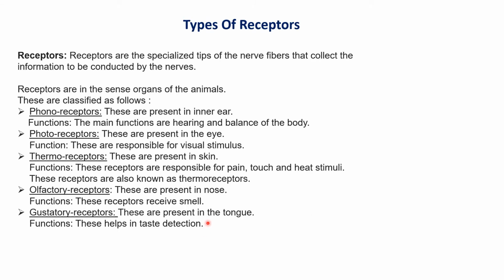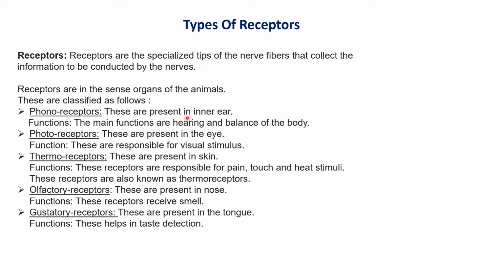Right. Now let's see the different types of receptors. We have talked about receptors. These are the specialized tips of the nerve fibers that collect the information to be conducted by the nerves. So there are nerve endings in your receptors. Receptors are nothing but the sense organs, the five sense organs that I have already told you, right? They collect the information and then send it to the brain, right? Now let's see the different types of receptors.